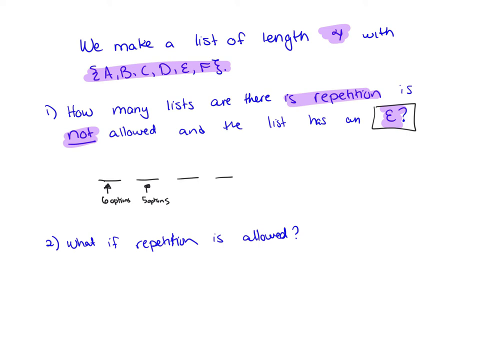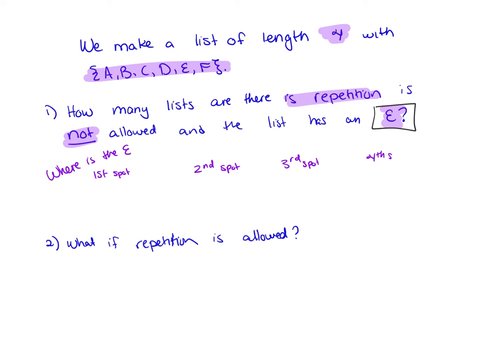So we need to do something a little special here to make sure we have an E. There's a couple different ways we can think about this. Because I know that repetition is not allowed, once I know where the E is, then I know that there can't be another E floating around. So I can ask myself, where is the E? I know it exists somewhere. There's only 4 spots. So it's either in the first spot, the second spot, the third spot, or the fourth spot. So once I choose where that E is, then I can figure out where everything else is.